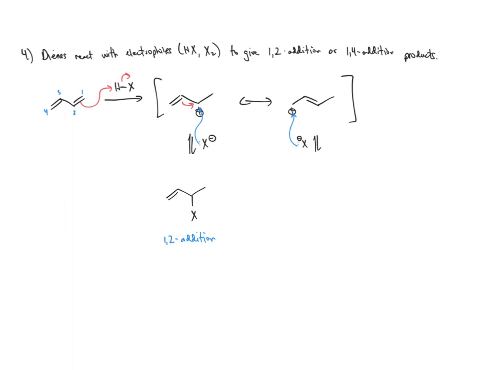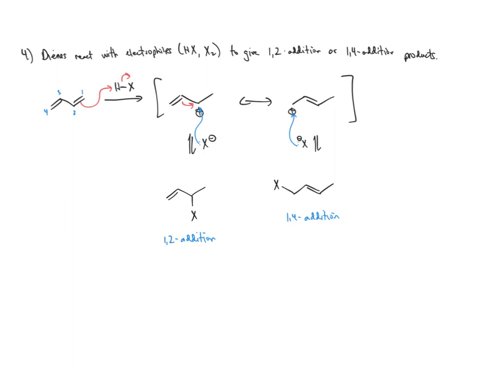Right, in the case of the second one, if X minus attacks that last carbon there, we're going to get this species. And we call this the 1,4 addition product. Again, because you've added the hydrogen to the one position, it does resonance delocalization and then gives you attack of X minus onto the fourth carbon.